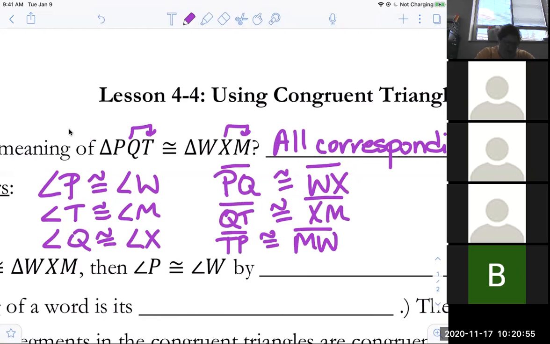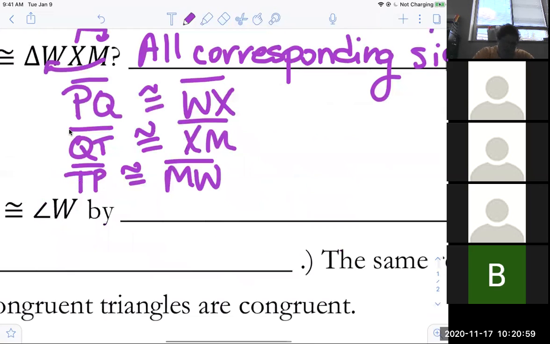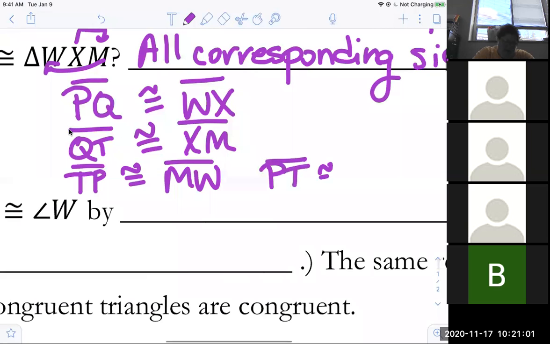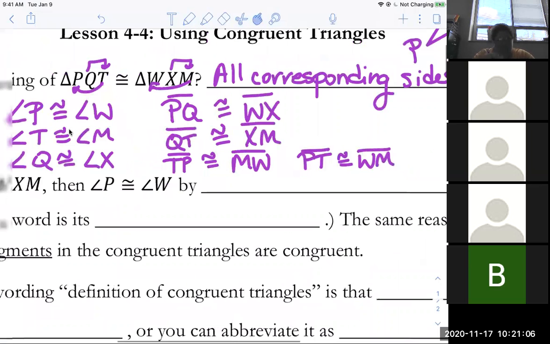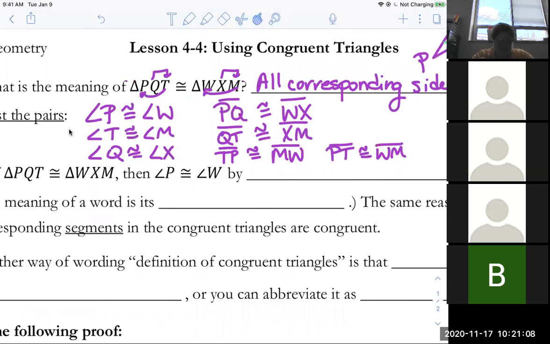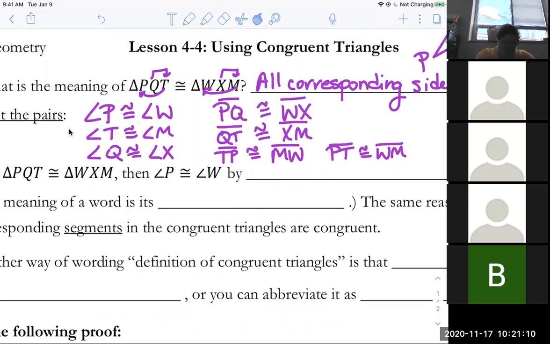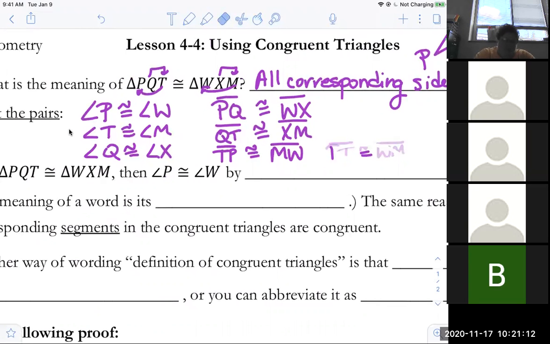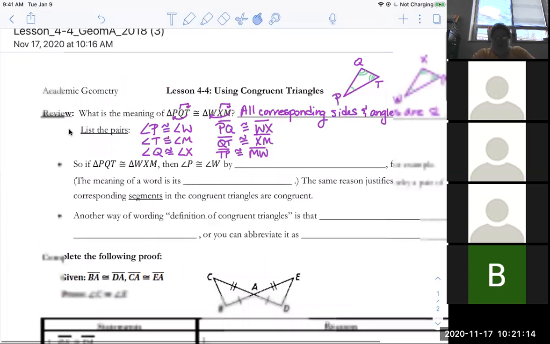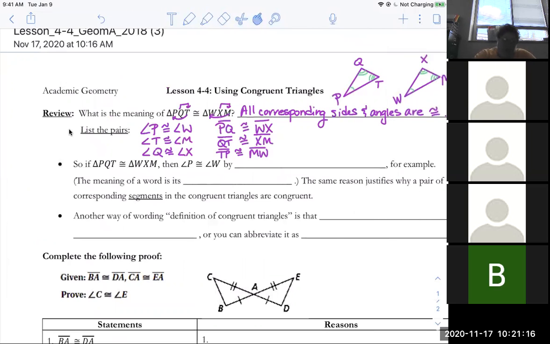Okay, so he went from T to P, and so from M to W. And again, it doesn't matter if the first one, you could call that PT, as long as you call the second one WM. There's nothing magical about the first segment that you name. Just make sure the second one matches the first one. Good. Okay, so that's what it means for polygons in general to be congruent, but of course triangles.